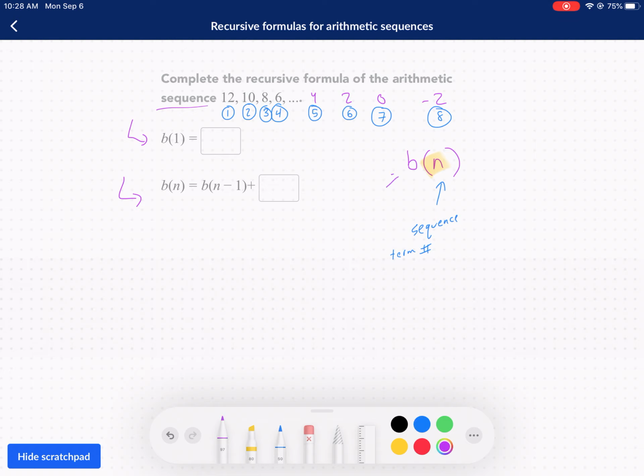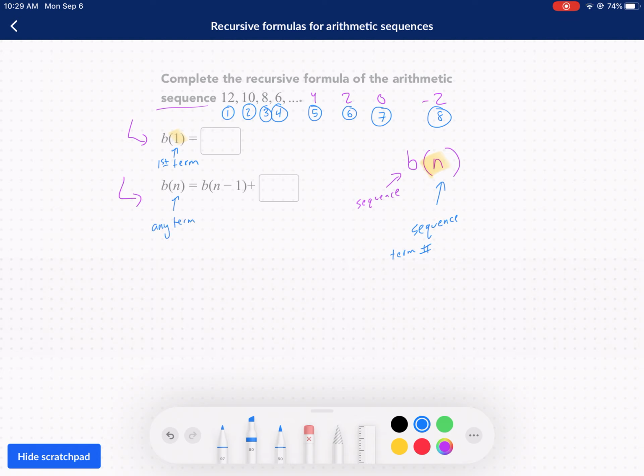This b is just referring to this particular sequence, whatever it may be, all right? And then, if we're looking at this first example, it says b1. What is that asking? It's asking for the first term, that's where the 1 is, okay? So that's how we read that, okay? And this is for any number, any term, okay?